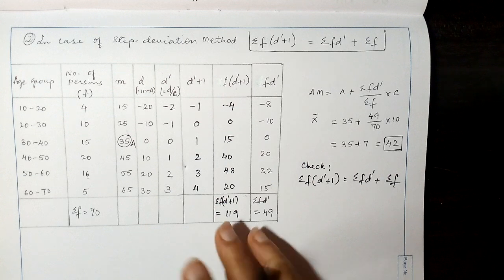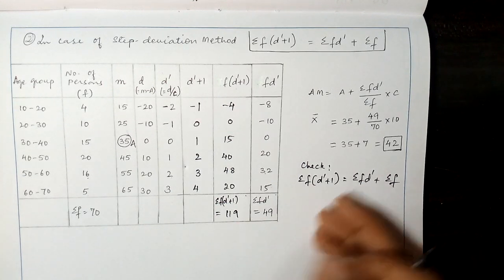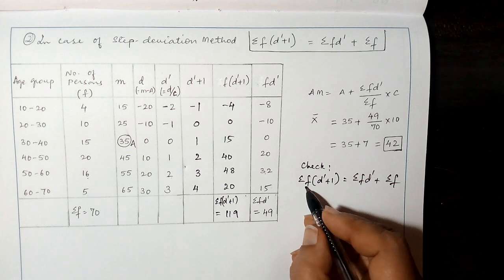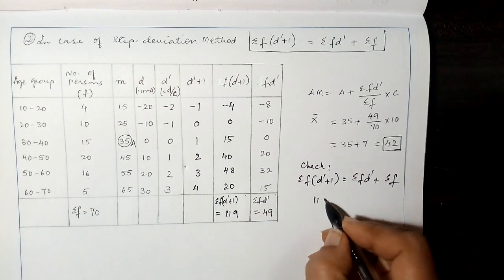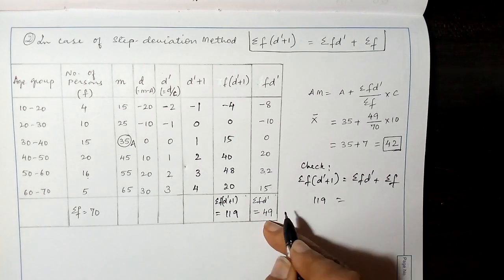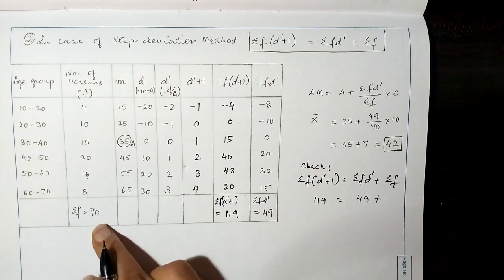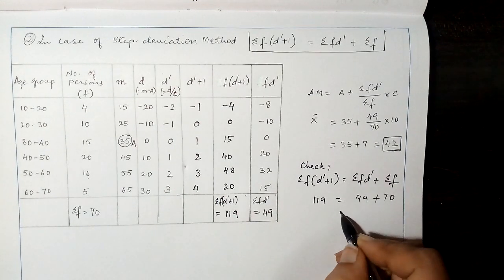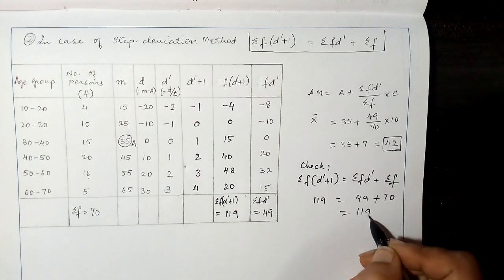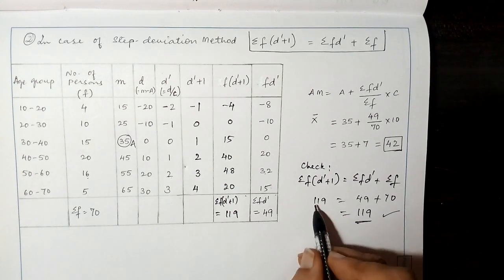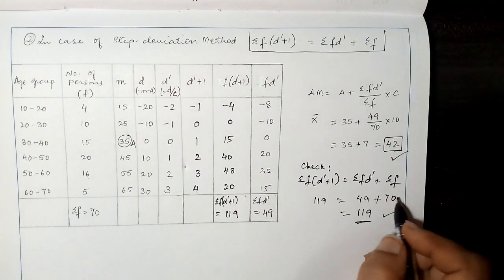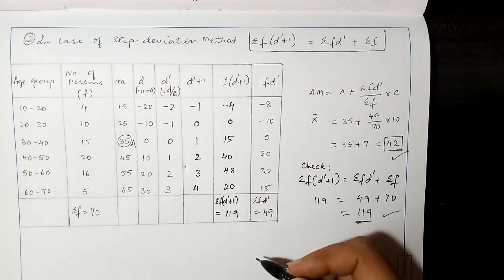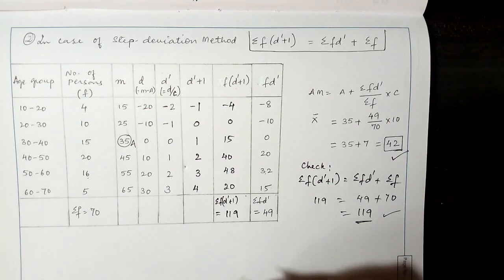Okay. Now we'll put these values here in the formula to see whether our mean is correct. Then here sigma f d dash plus 1 is equal to 119, is equal to sigma f d dash, which is 49, plus sigma f, which is 70. Put the value here to get 49 plus 70, 119. So 119 is equal to 119. Hence our mean is correct. So that is how we use the Charlier's accuracy check to see whether our calculation of arithmetic mean using step deviation method or the assumed mean method is correct or not.